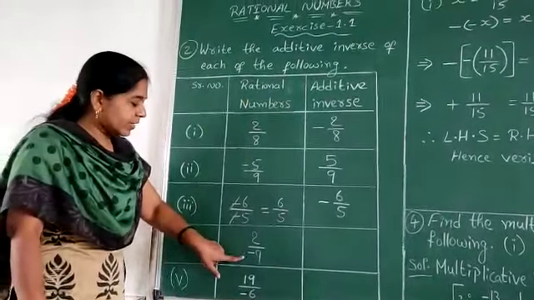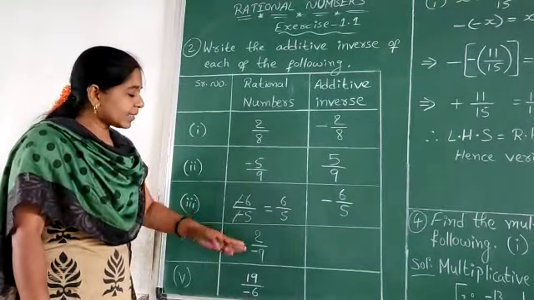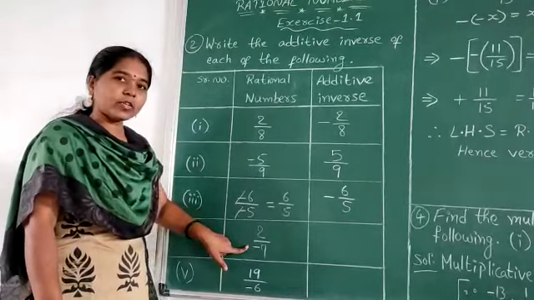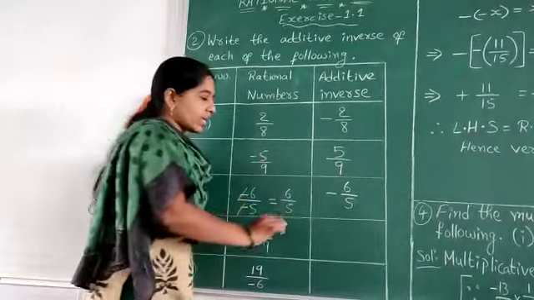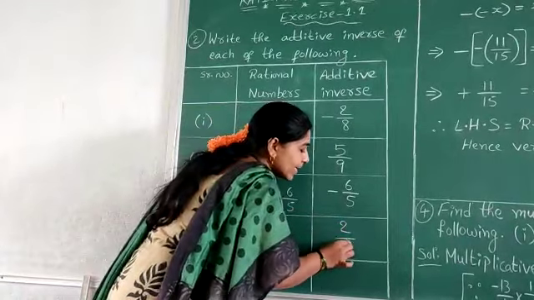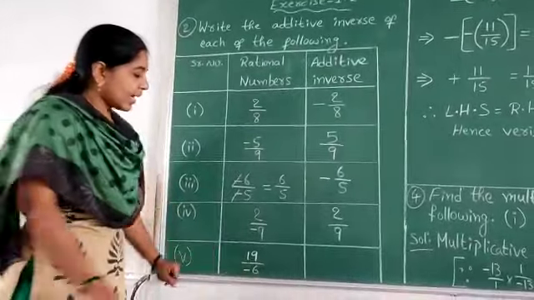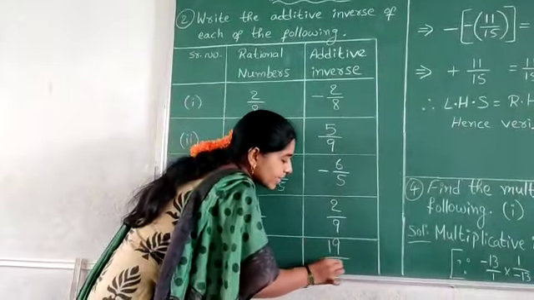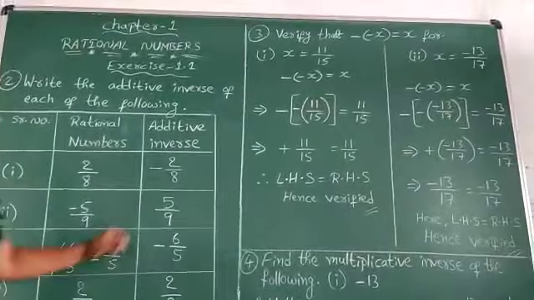Observe this one. Here the denominator they have given is minus, 2 by minus 9. Let them give it in the numerator or denominator, it doesn't matter. It is a negative rational number itself. Additive inverse of 2 by minus 9 is plus 2 by 9. Or you can write only 2 by 9. 19 by minus 6. Additive inverse of 19 by minus 6 is 19 by 6. Okay, let's move to the next question.